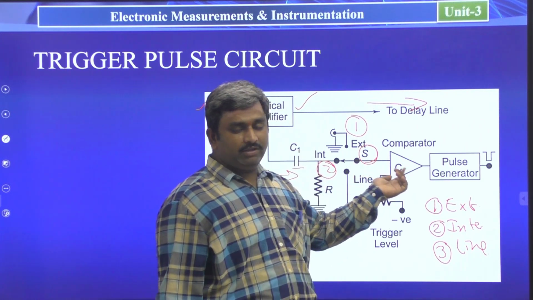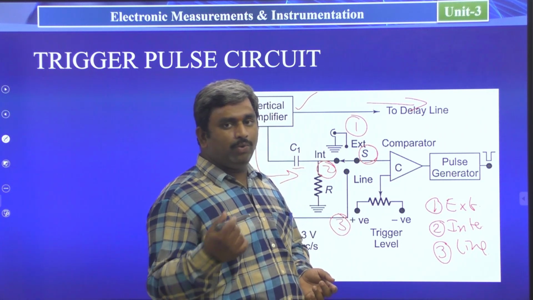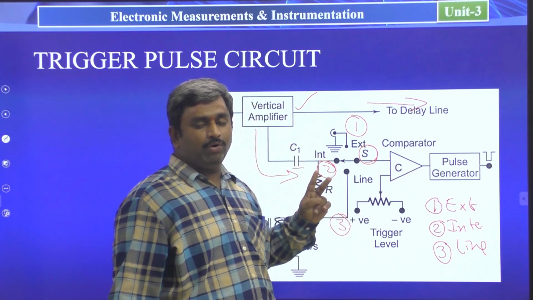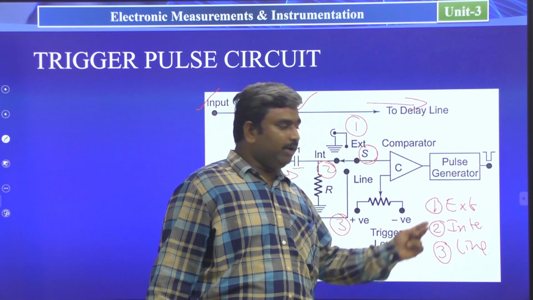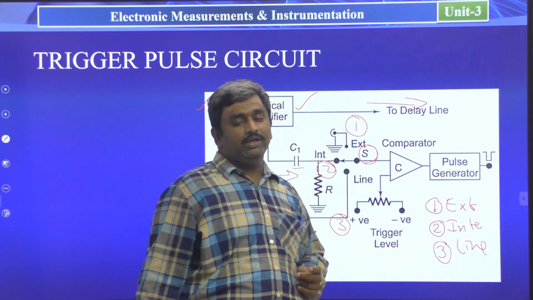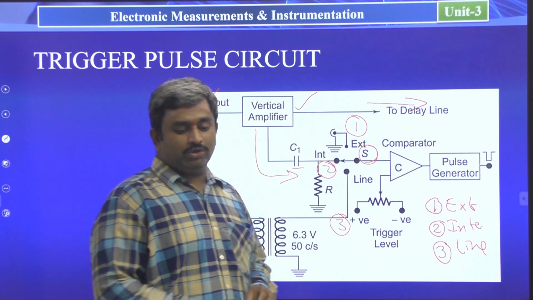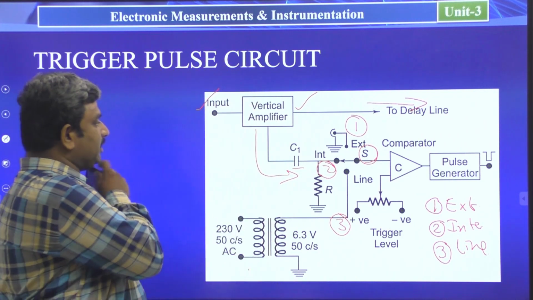So after this information comes to the comparator, it will generate either 0 volts or negative volts. It will generate two voltages, negative volts and 0 volts. Whenever the negative voltage comes from this pulse generator, it will control the sweep circuit of the CRO. So this is the triggering pulse. This is the triggering pulse circuit.